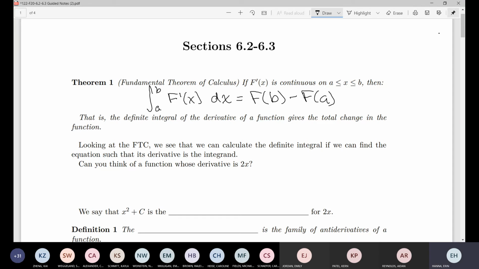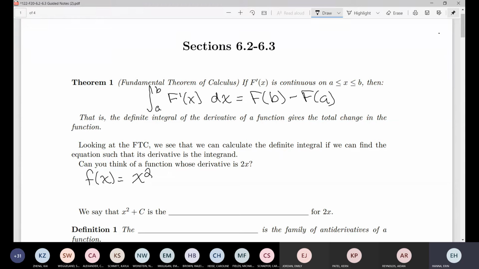So I want you to think about the function 2x. I'm going to give you like 5 seconds to think about it. I want you to try to think of a function whose derivative is 2x. Its derivative is 2x. Yeah. So one such function that could do that is x squared, because if you take the derivative of x squared, you get 2x. That's what we're kind of going backwards now.